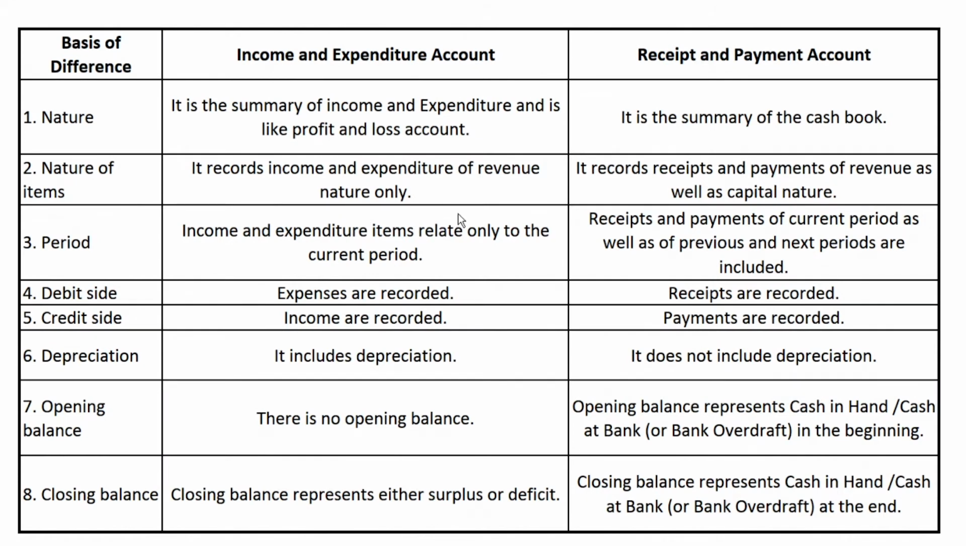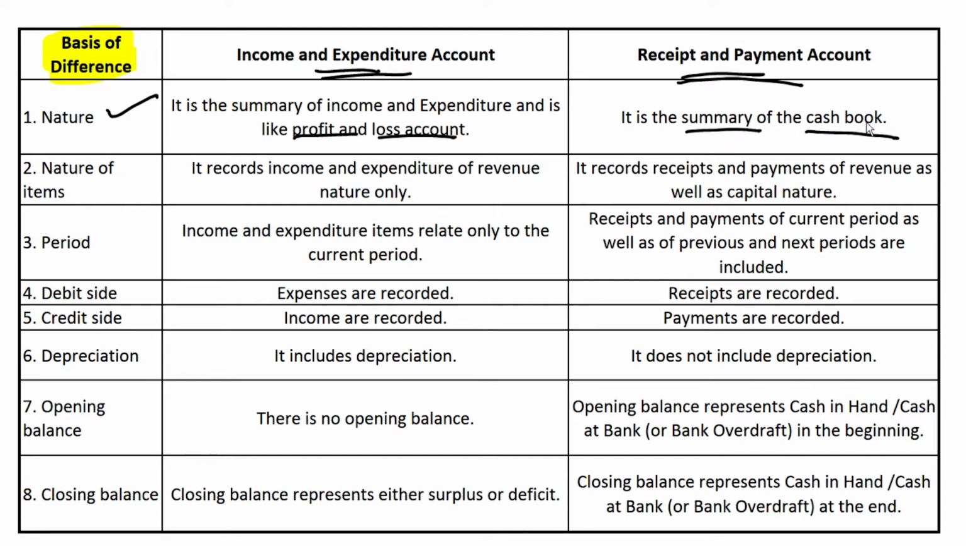Today we are discussing income and expenditure account and receipts and payment account differences based on their basis. Starting with their nature. Nature means how it will be. Income and expenditure account is a summary of income and expenditure, just like a profit and loss account. Whereas receipts and payment account is a summary of the cash book.